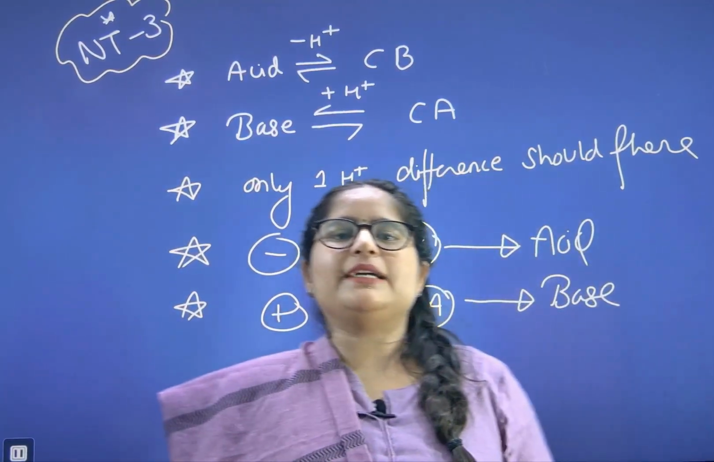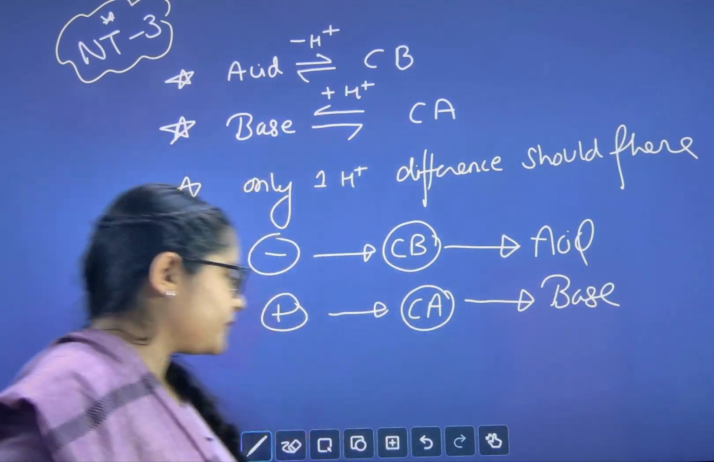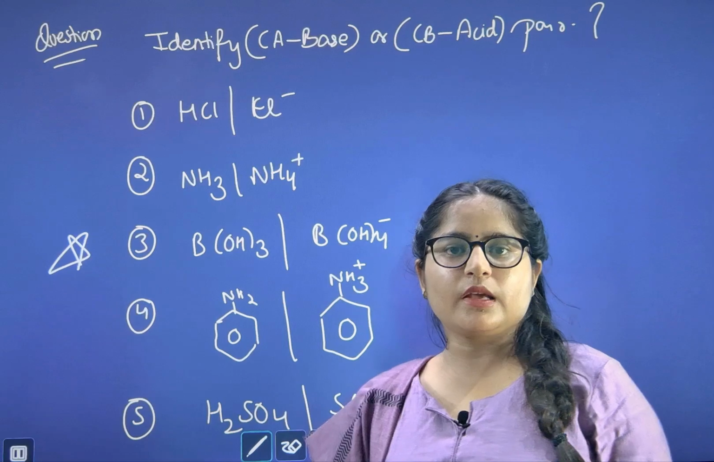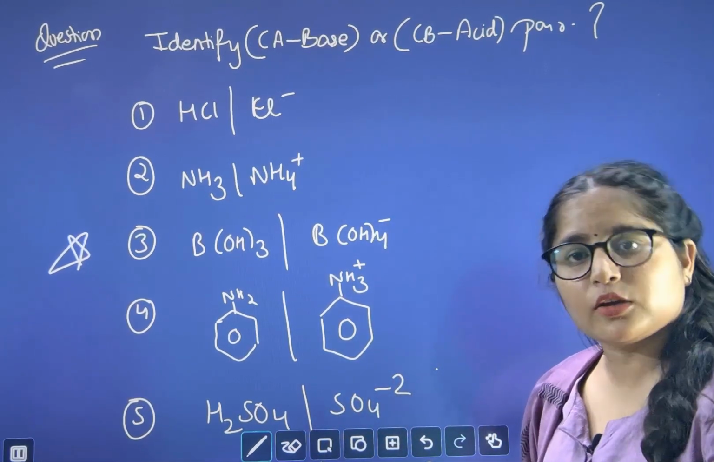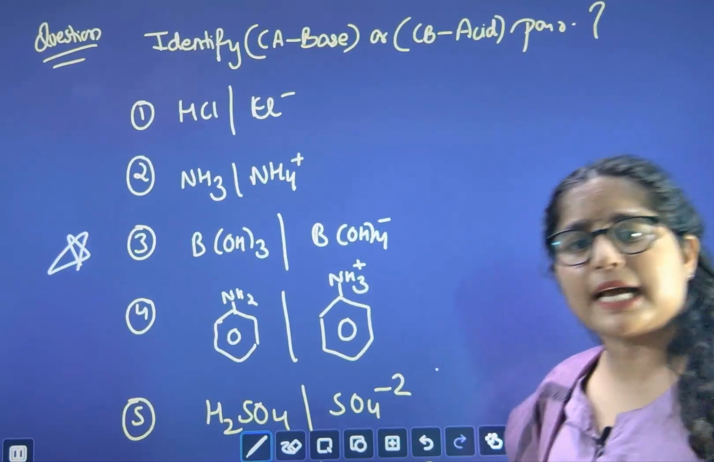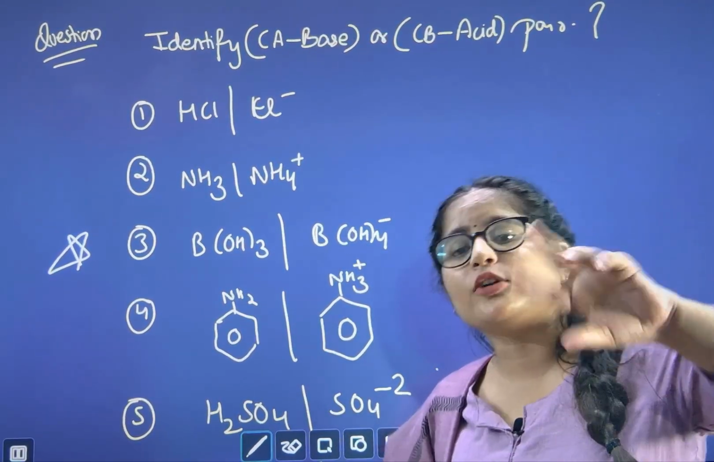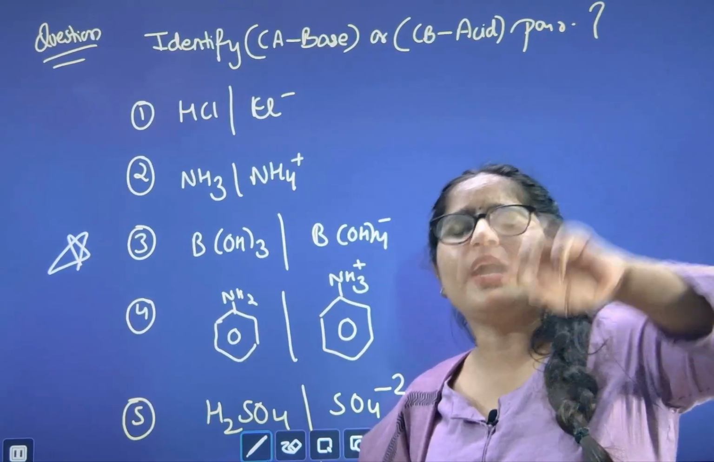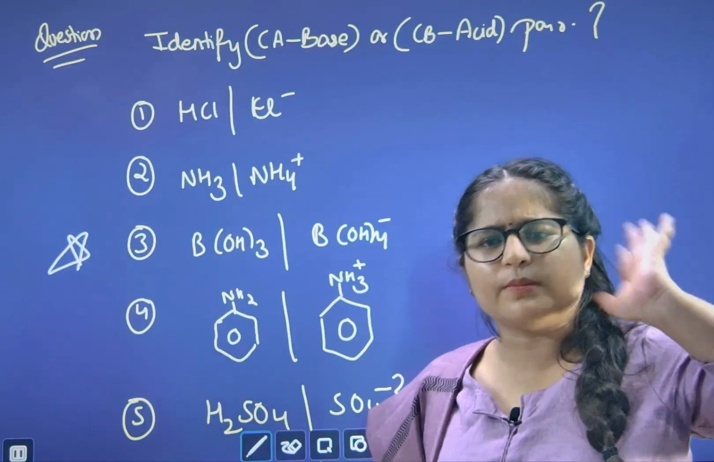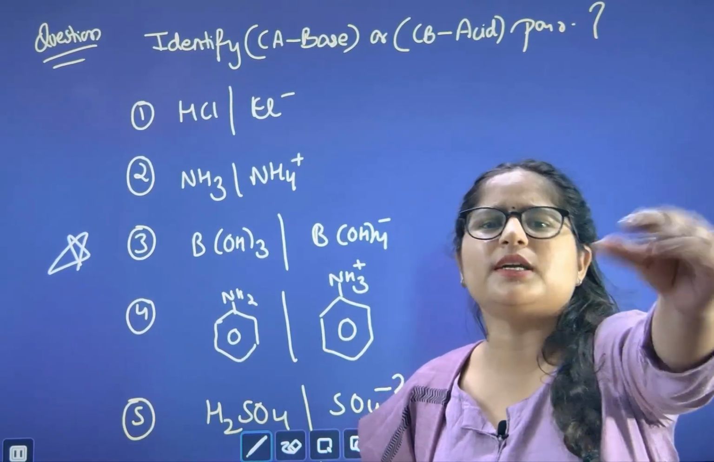Okay, fine. So let us solve questions on conjugate acid base pairs. Note down the question. Identify the conjugate acid base or conjugate base acid pair. What I have told you are only the 3 star points. The first star point: see the hydrogen difference. If there is one hydrogen difference, then no stress, surely it will be an acid base pair. If there is more than one hydrogen difference, it's a worst option. Cross it and go to the next option.